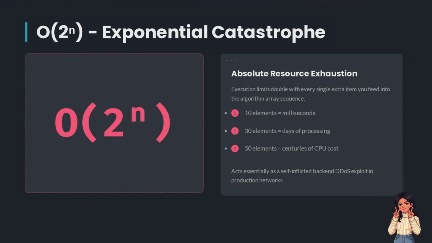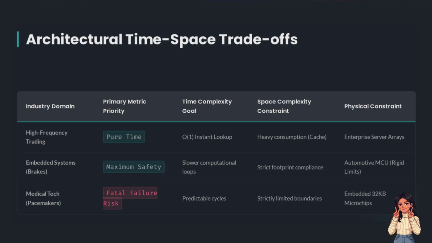Now that we understand the ladder, let us talk about how this dictates actual system architecture. In the real world, you can rarely optimize for both time and space simultaneously. Every major software system is a balancing act of trade offs where the hardware limits enforce your design choices.